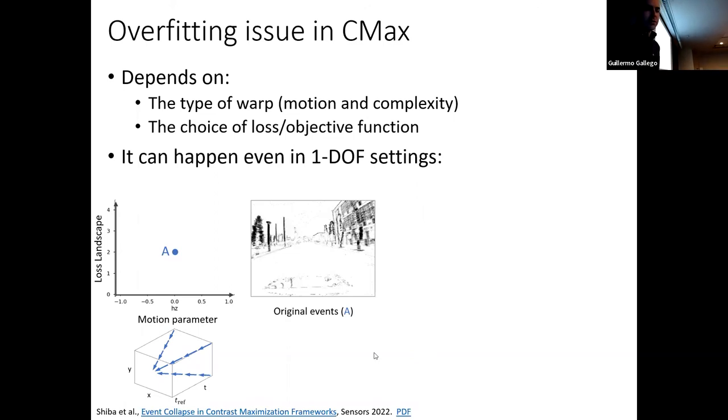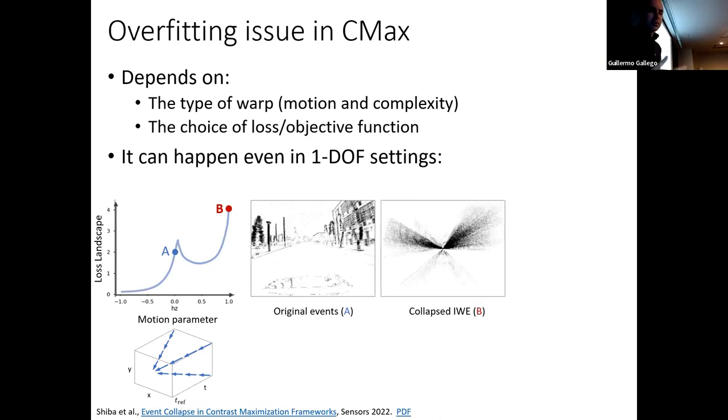And for this set of events, you measure some objective, some contrast, so how sharp this image is without velocity, right? This is just the original events. And then you allow this to move in this parameter space that is basically just the speed of the car, more or less. And if you try to maximize the contrast, you will get that this is actually a solution that gives you maximum one before the events jump to the other side of the focus of expansion.